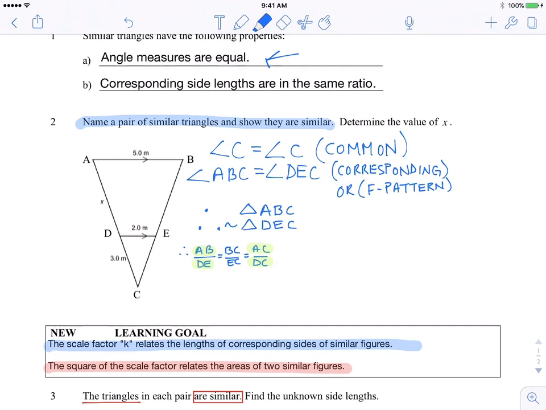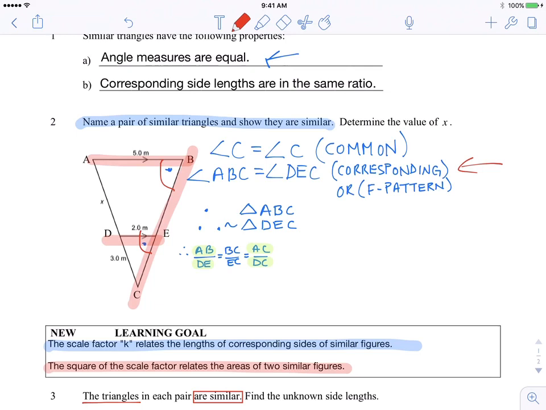Well, I can name a pair of similar triangles because I know there's two ways of proving this. Again, that angle measures equal or corresponding side lengths are in the same ratio. I prefer to use angles, so I know that this angle right here and this angle here are equal. How do I know that? Because if I look at this line that's parallel to that line, I have this transversal, and that tells me that angle ABC and angle DEC, which is basically these angles here and here, are equal because the F pattern creates this corresponding angle. So I know those two angles are equal, and I've written that there.